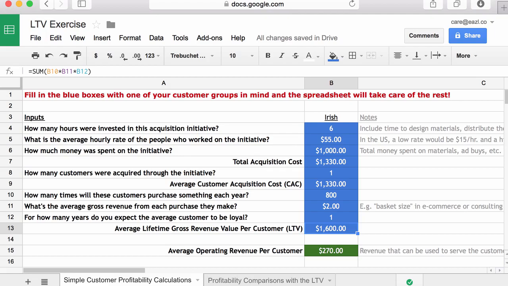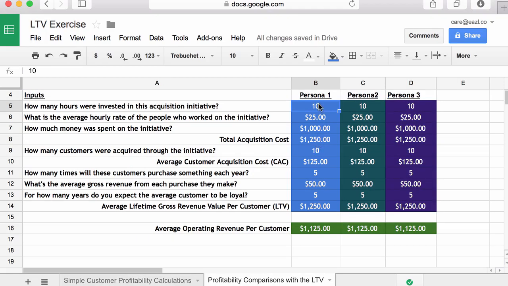So in this case, the LTV of the Irish is about $1,600. And with all of our costs factored in, this is a slightly profitable endeavor. $270 is what, at the end of the day, we get to use to run the ticketing platform and maybe take some profit. All right, so now let's move on to some comparisons.